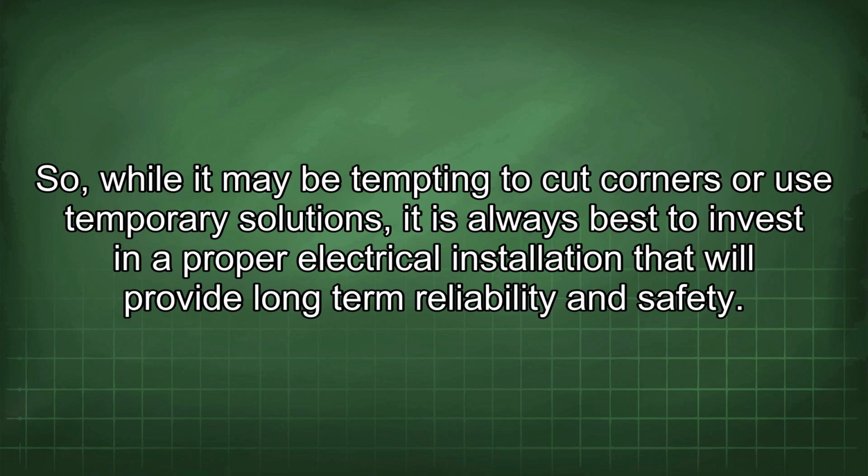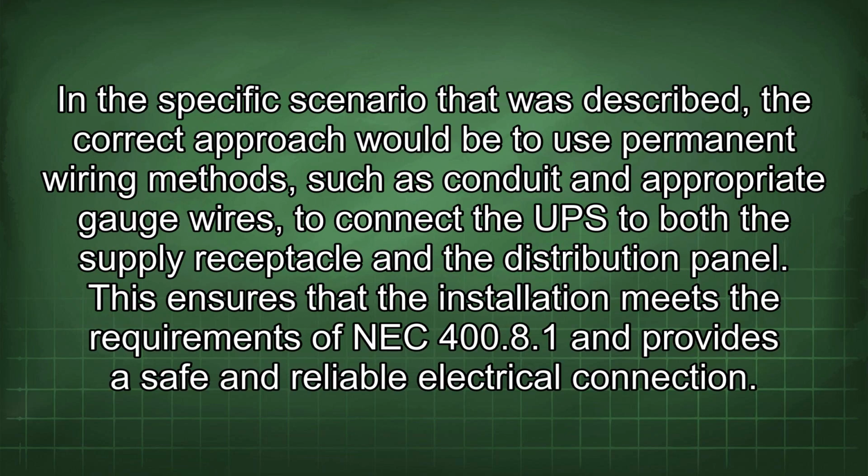long-term reliability and safety. In the specific scenario that was described, the correct approach would be to use permanent wiring methods such as conduit and appropriate gauge wires to connect the UPS to both the supply receptacle and the distribution panel. This ensures that the installation meets the requirements of NEC 400.8 and provides a safe and reliable electrical connection.